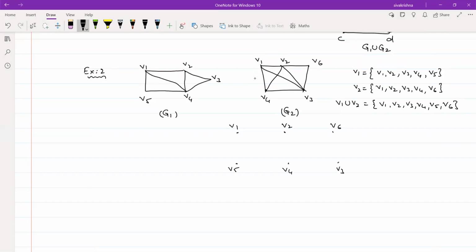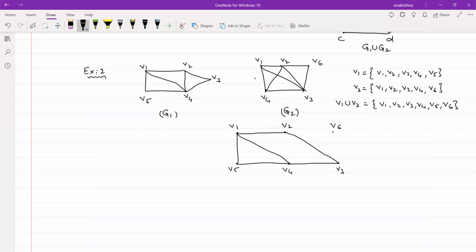So now coming to the edges. First we have to represent the edges in graph 1. Between V1 and V2 we are having an edge, so we write an edge from V1 to V2. From V2 to V3 also we are having an edge. From V3 to V4 also, from V5 to V4 also, from V1 to V5 also, and from V1 to V4 also, and all of these were represented.